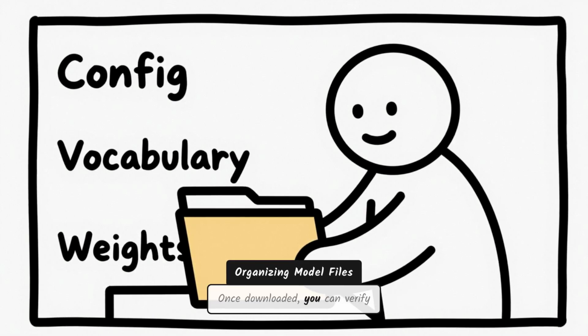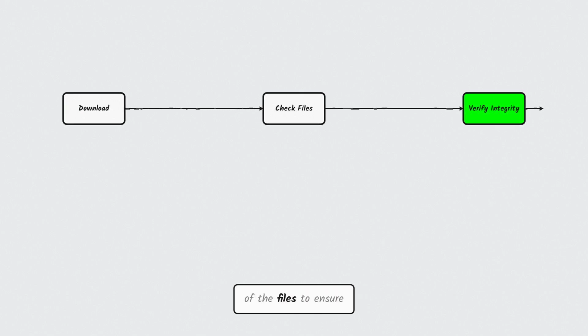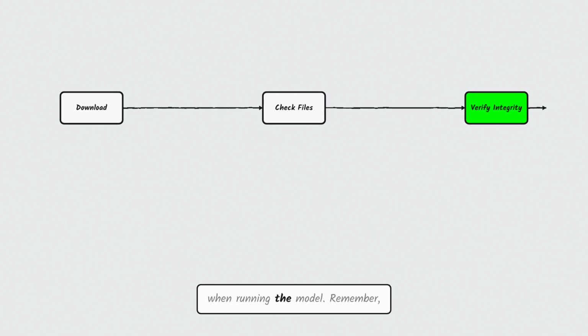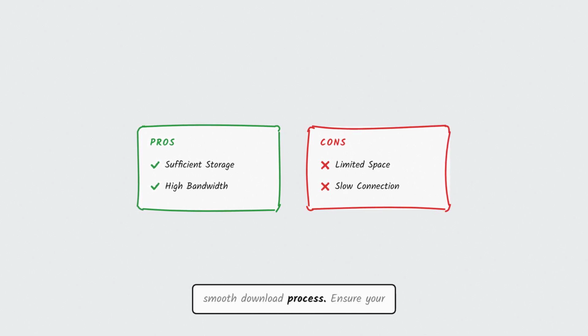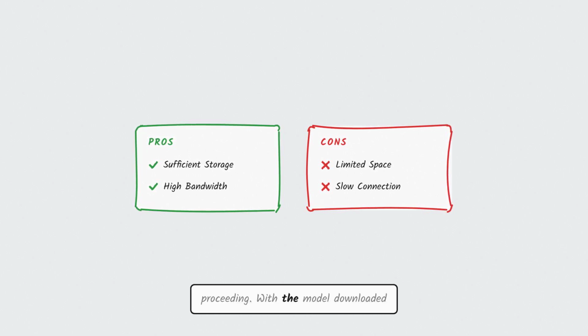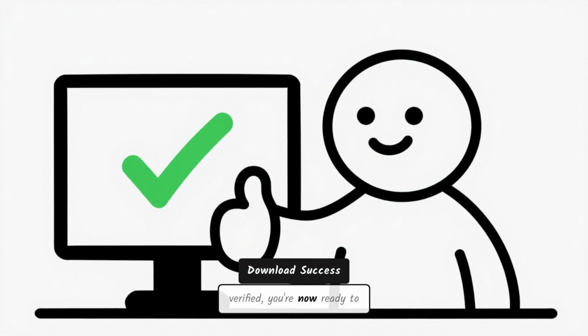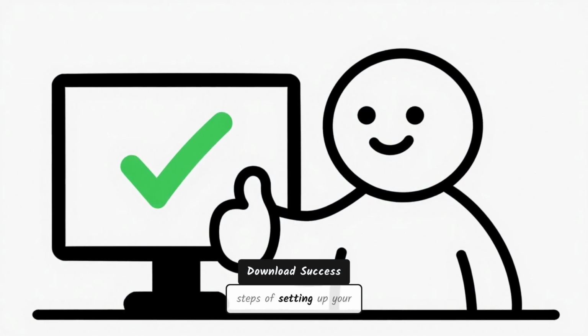Once downloaded, you can verify the integrity of the files to ensure everything is in place. This helps prevent issues when running the model. Remember, having adequate storage and bandwidth are key to a smooth download process. Ensure your setup meets these requirements before proceeding. With the model downloaded and verified, you're now ready to move on to the next steps of setting up your environment.